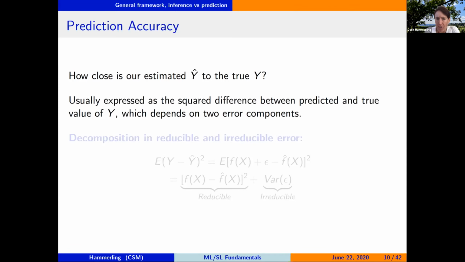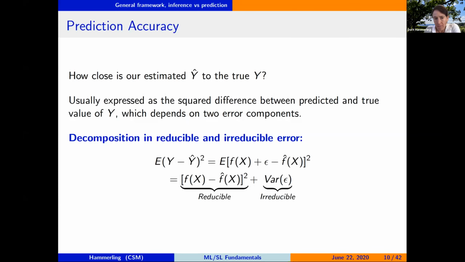That seems very obvious, but there are actually different ways of measuring that and a lot of details on how you truly assess that. On a high level, you can think about prediction accuracy as a measure of how close our estimated y hat is to the true y. This is usually expressed as the squared difference between the predicted and the true value of y. You can see this here on the left-hand side. The difference here is y minus y hat, so the true y minus the estimated y, squared.